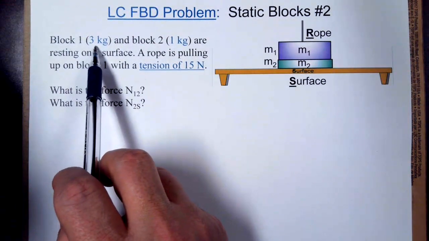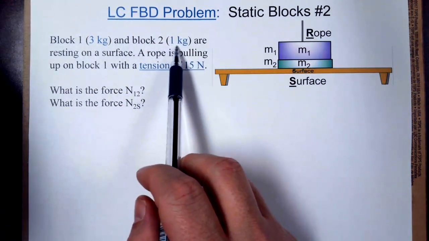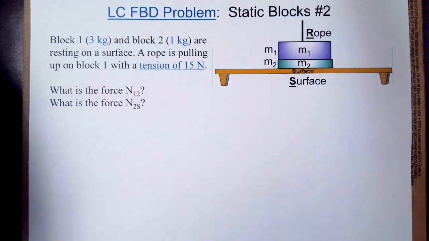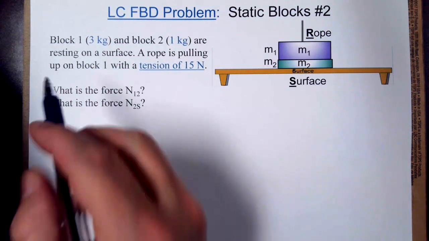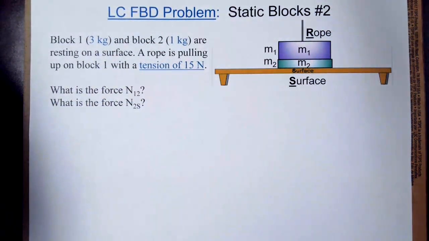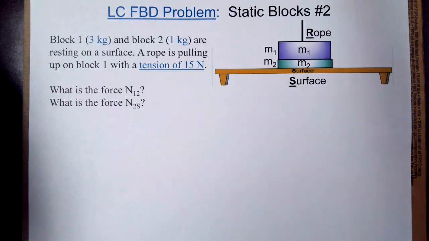For block 1, we are given a mass. For block 2, we're given a mass, 1 kilogram. The rope is pulling up this time instead of a hand pulling down, and we're given the tension. We're also told that these are resting on a surface, so that means that they are not moving. There is no acceleration. So, all right, let's go through our process to solve the remaining forces.